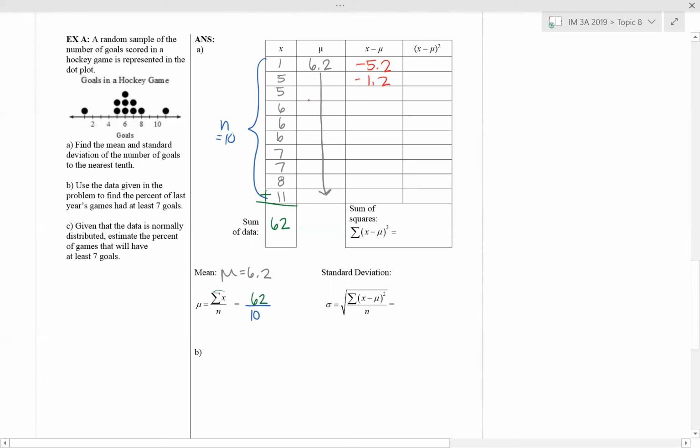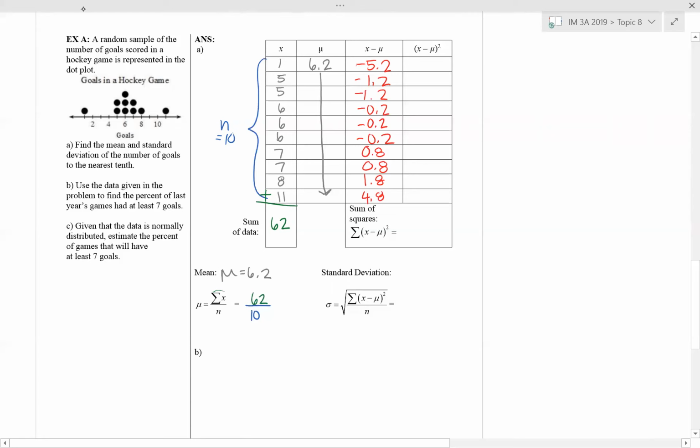One of the benefits to putting the stuff in order is that once I do it once, I can just draw that same number until I get to the last value. So 6 minus 6.2 is negative 0.2, and I have 3 of those. 7 minus 6.2 is 0.8. I have 2 of those. 8 minus 6.2 is 1.8. And then 11 minus 6.2 is 4.8.